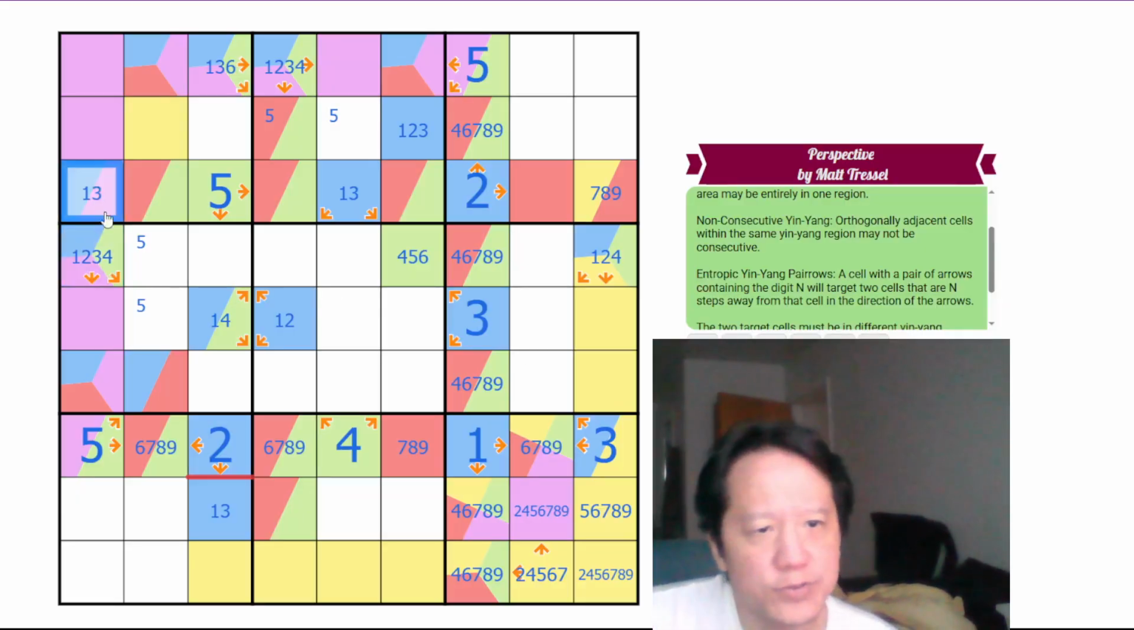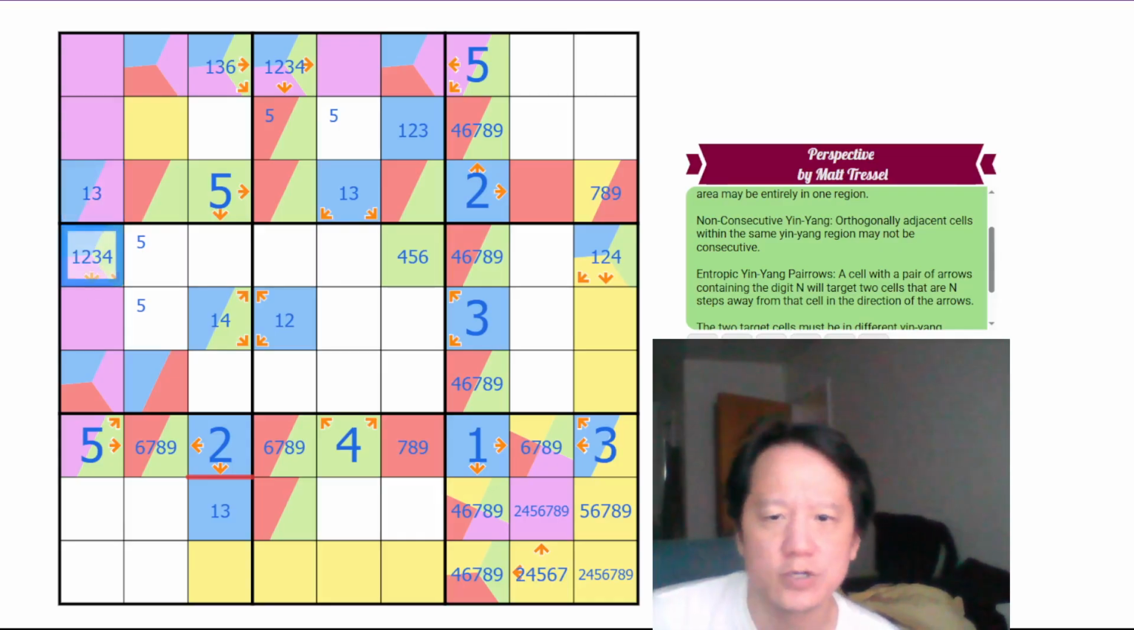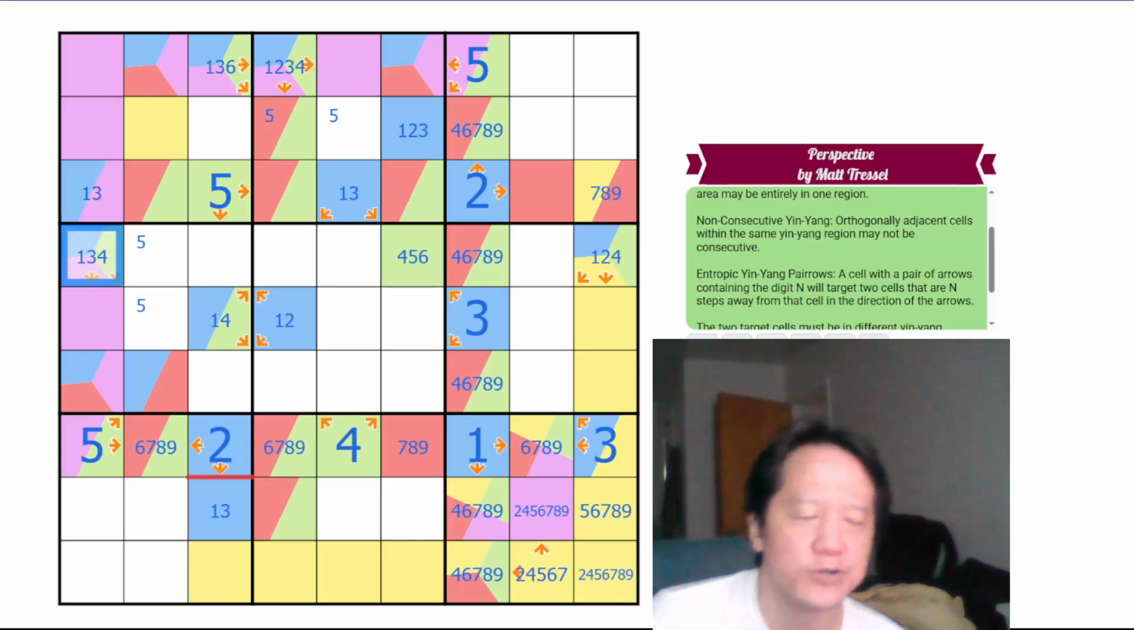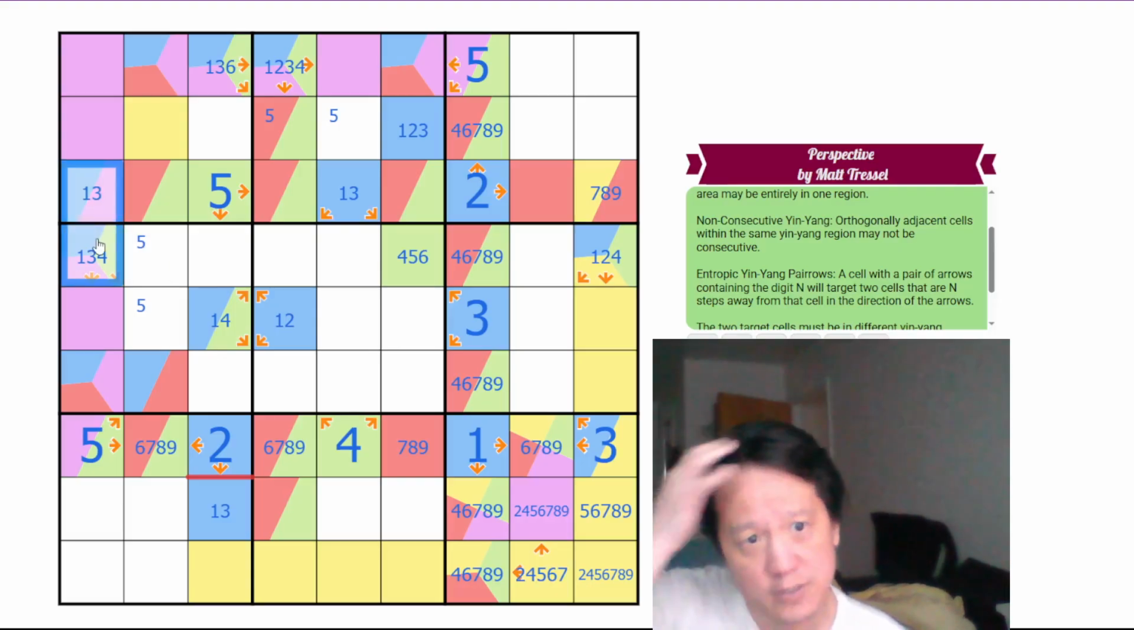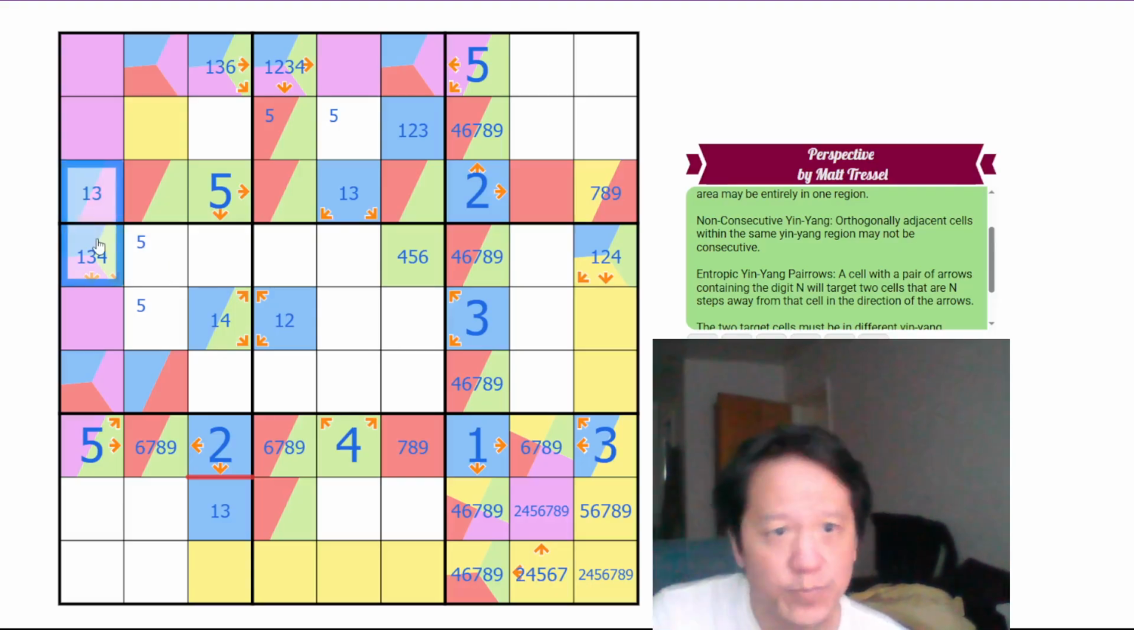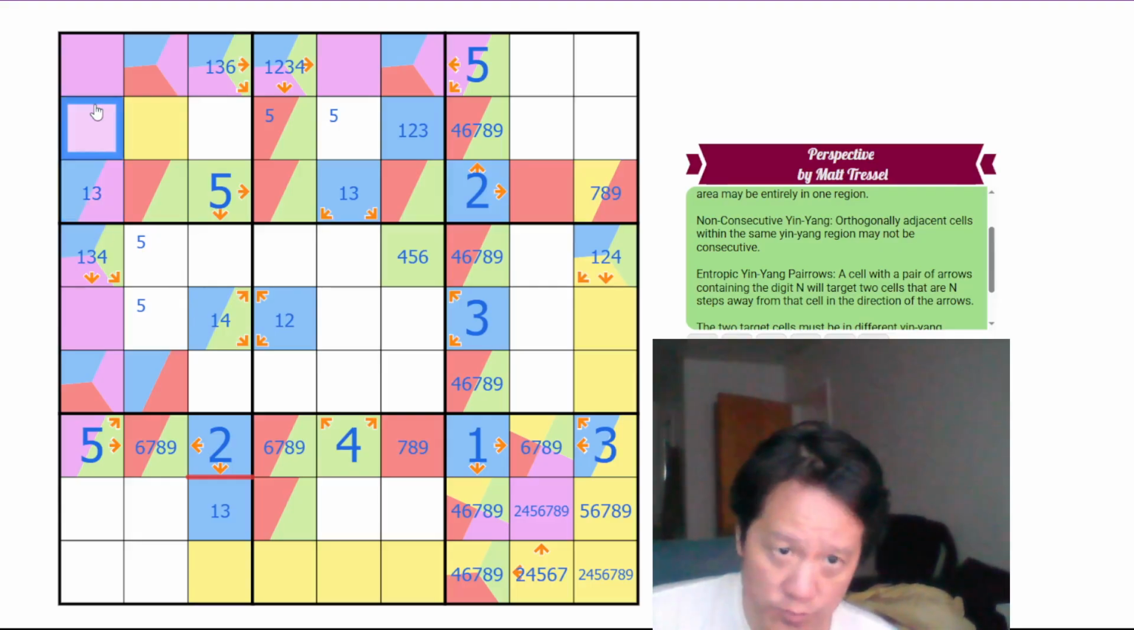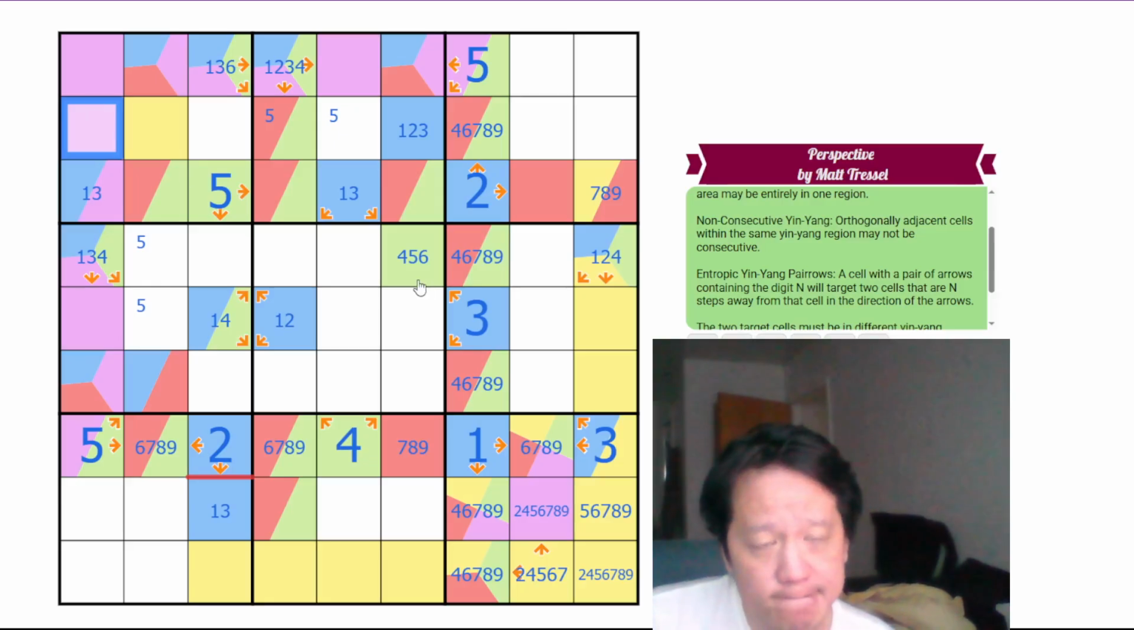So this 1 or 3 is in the same region as this. So this cannot be 2 here. So this is 1, 3, or 4 here because they can't be consecutive. This is low. This can't be 2 for the same reasoning.